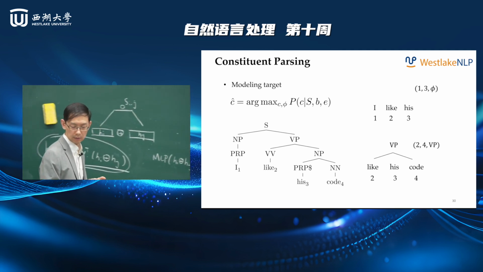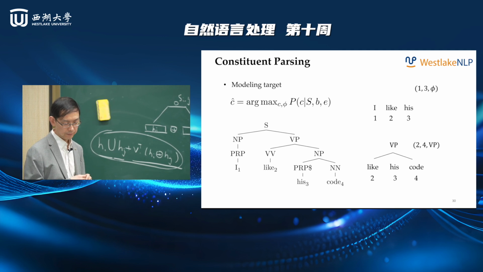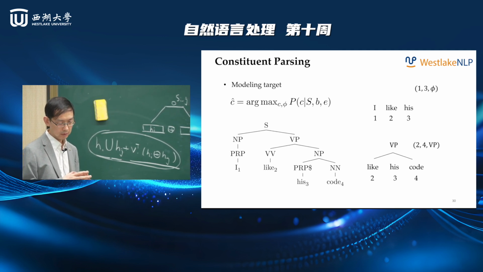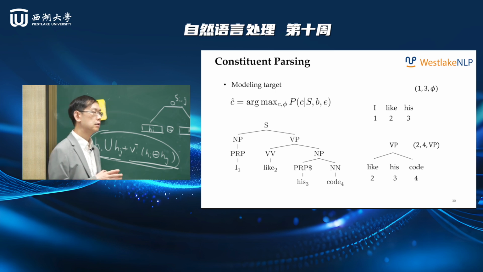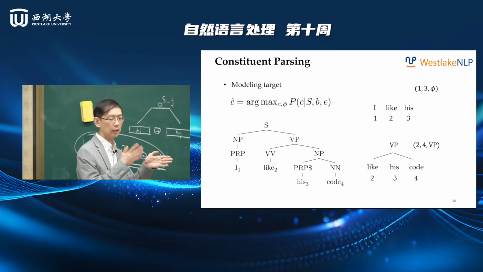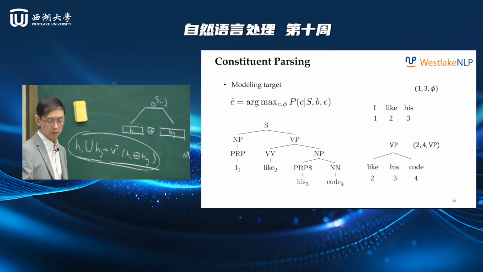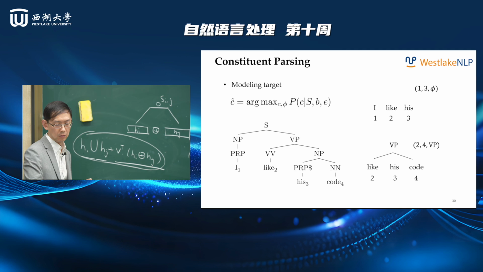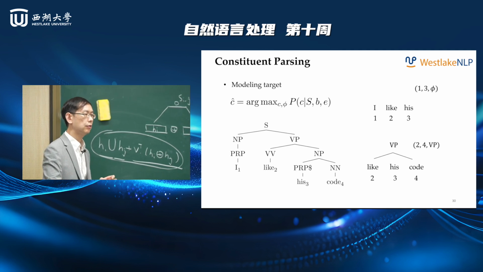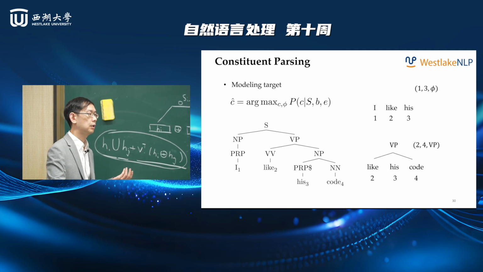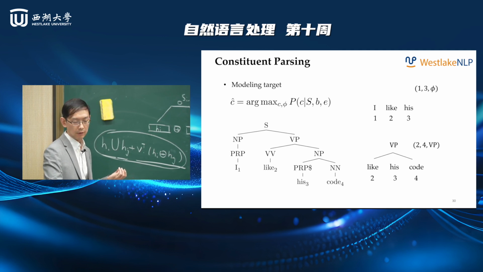And the modeling target is to predict this C hat given the sentence context, the beginning index, and the end index. I give you two examples on the right. When you're given "I like his", 1, 2, 3, the span, I must predict phi because it's not a constituent. But if I give it 2 to 4, you know this is a verb phrase, so you predict its label. So when we build this modeling target, we unify the prediction of constituent span and the label.